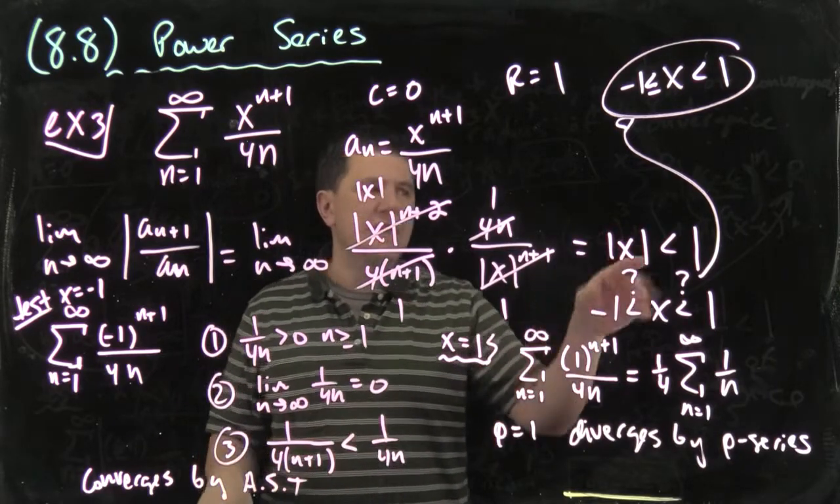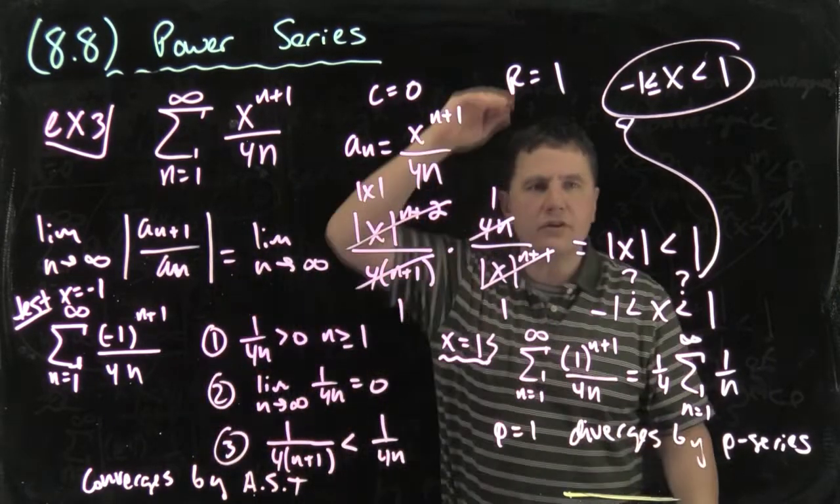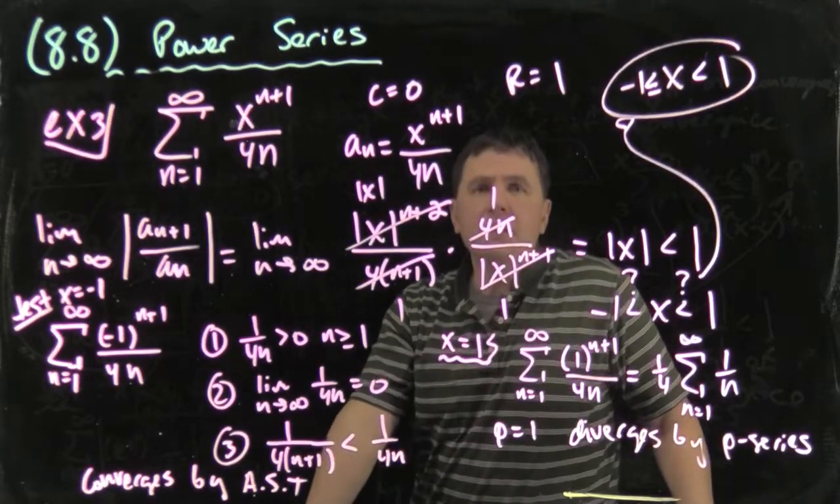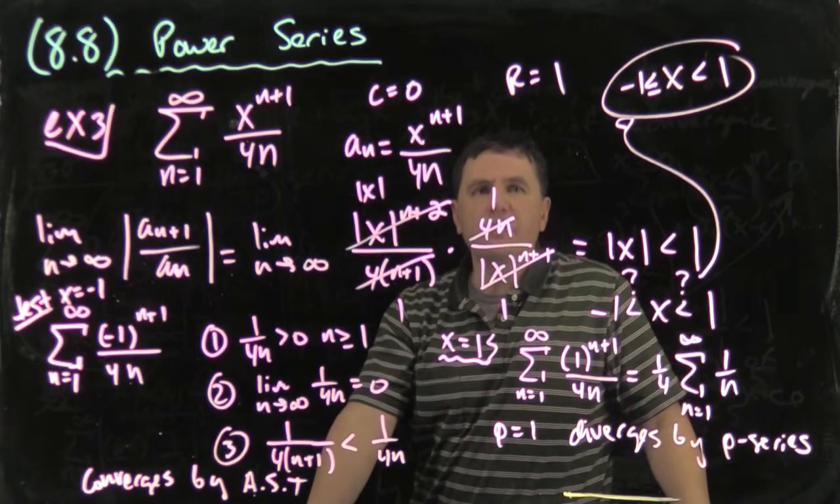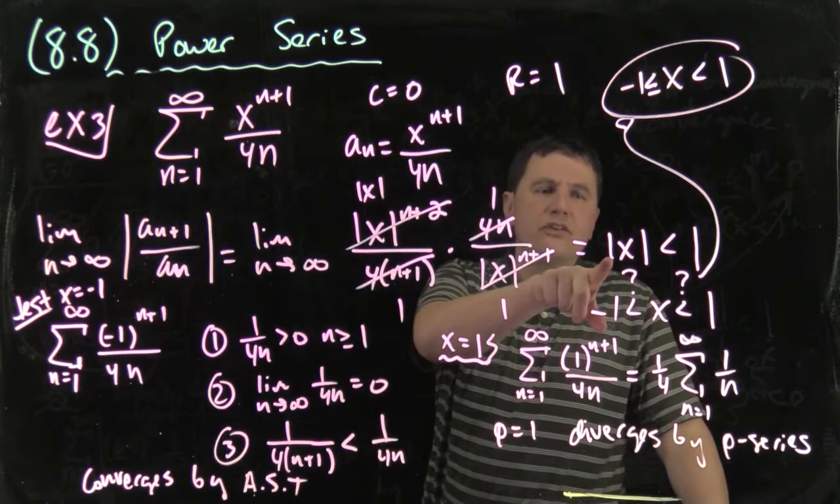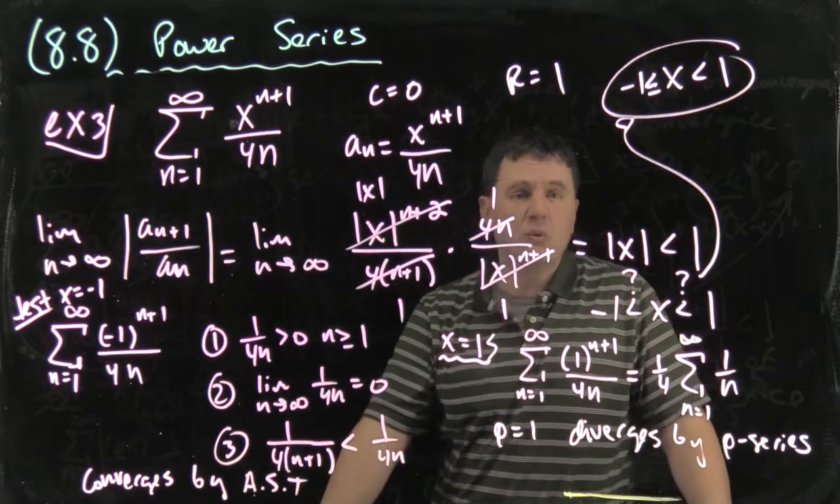Some things that you're going to see happen, and I'm not going to do examples like this, but we'll definitely see this in the book. Sometimes our radius of convergence ends up being infinity. In those cases, I don't have to test the endpoints because it's going to converge for all real numbers. And also another thing is we could get a radius of convergence of 0.